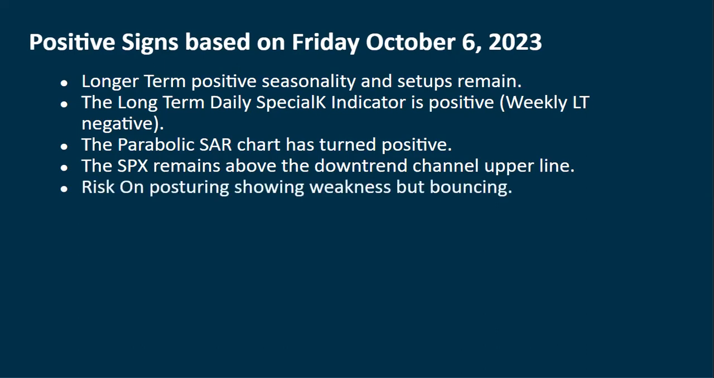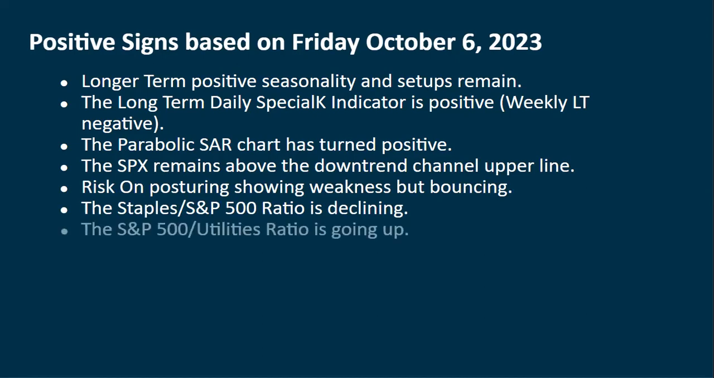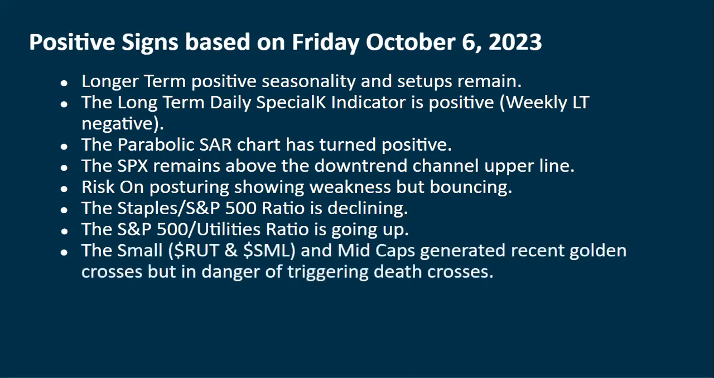The risk on posture overall has been showing some weakness, even though it bounced on Thursday and Friday. The Staples to S&P 500 ratio is declining. That often gives support to the S&P, as well as the next one. The S&P to utilities ratio is going up. That means that the S&P is outperforming utilities, which is often positive for the S&P.